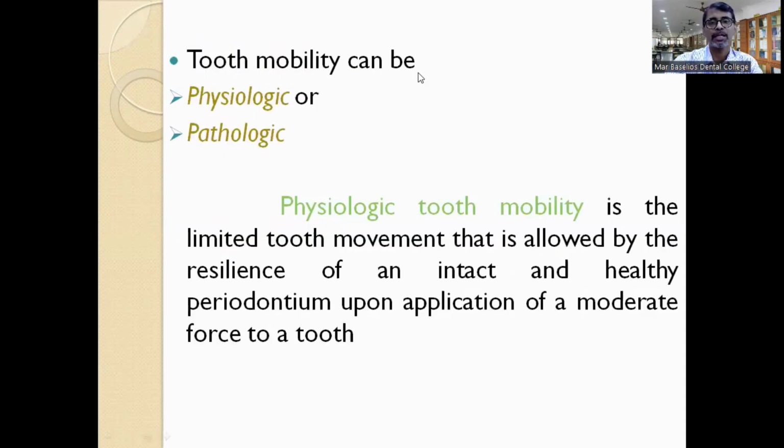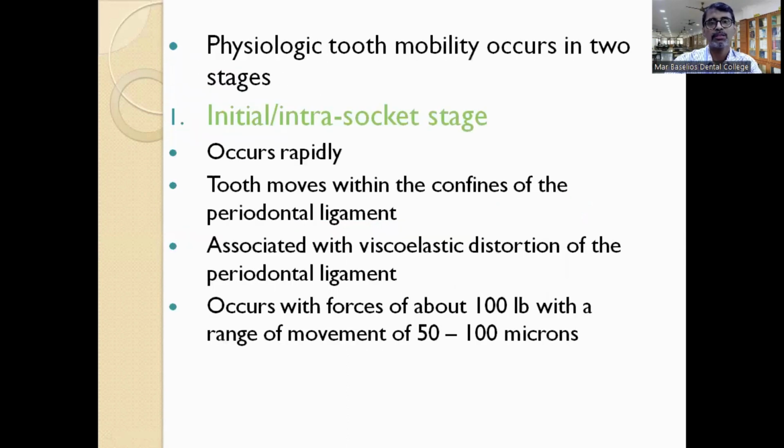Now, tooth mobility can be primarily classified into physiologic or pathologic tooth mobility. Now, physiologic tooth mobility is the limited tooth movement that is allowed by the resilience of an intact and healthy periodontium upon application of a moderate force to a tooth. The physiologic tooth mobility occurs in two stages. You have an initial or the intrasocket stage and the secondary stage.